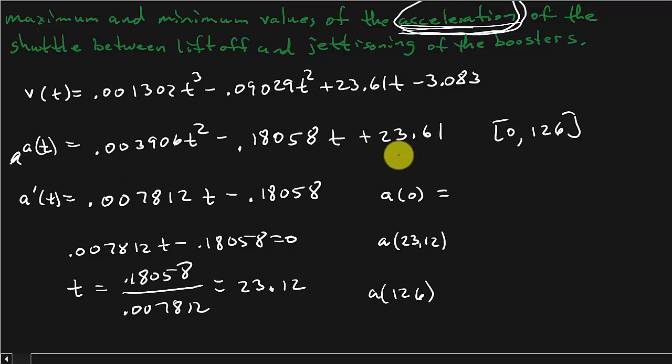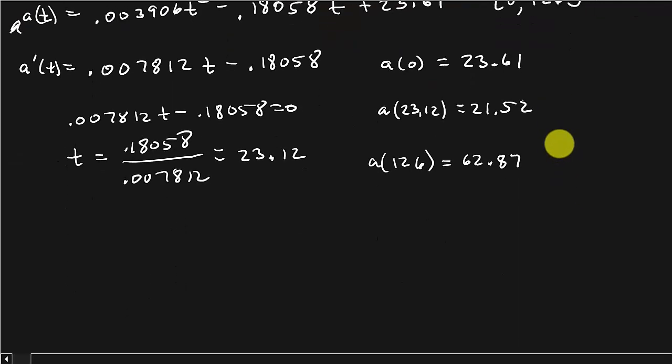I'm not going to write all those numbers plugged in for t. I'm just going to put down what they equal. Evaluated at 0, well, that one's easy. That's 23.61. And at 23.12, that's 21.52. And at 126, that is 62.87.